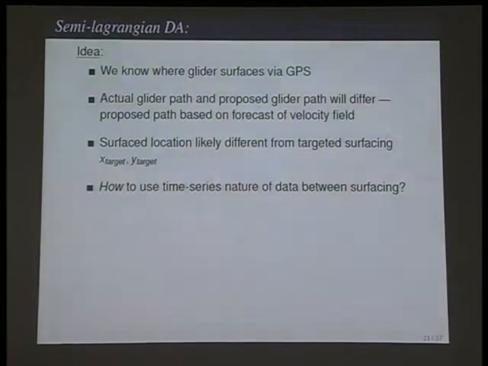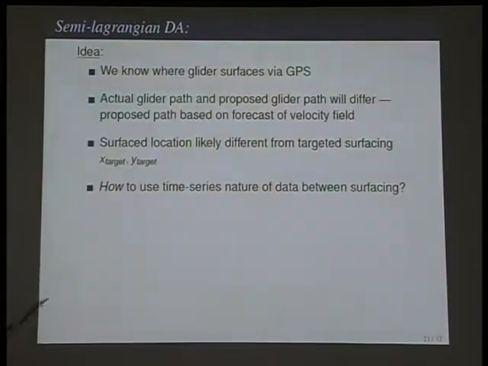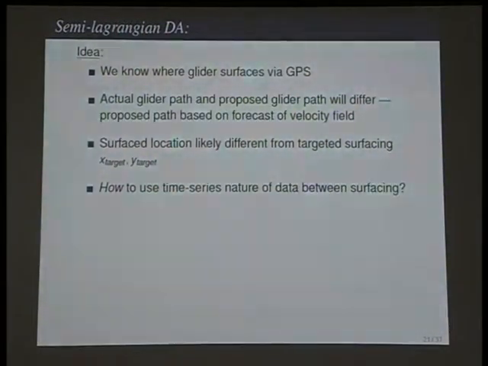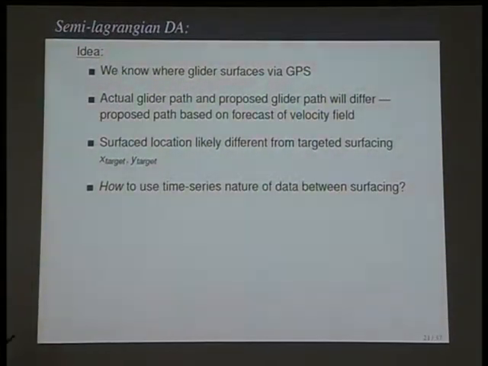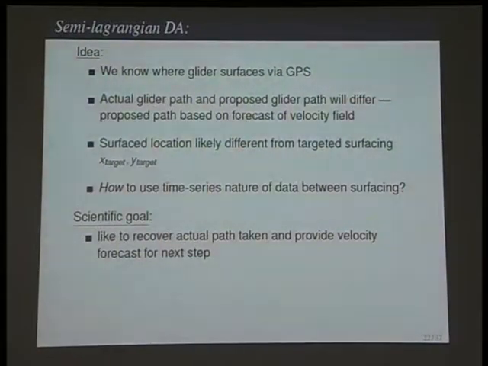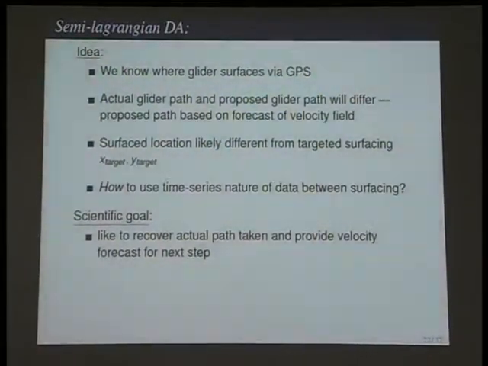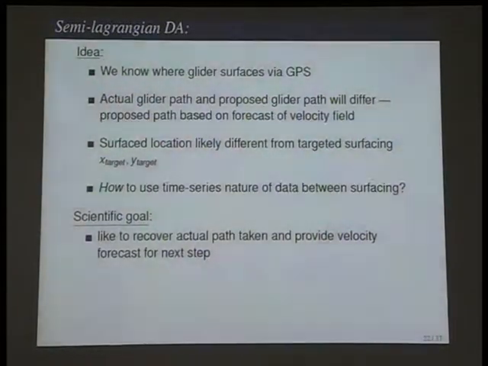And then, of course, the surface location will be different than the one that was originally targeted by the person driving this vehicle. Okay, so we want to know how to use this time series nature of the data between surfacings. This isn't something I actually think I'm doing well yet, but it is something I want to do. Our scientific goal is to recover the actual path, and then hopefully in the process provide velocity forecasts for the next step. So this process can just be repeated over and over for several flights.